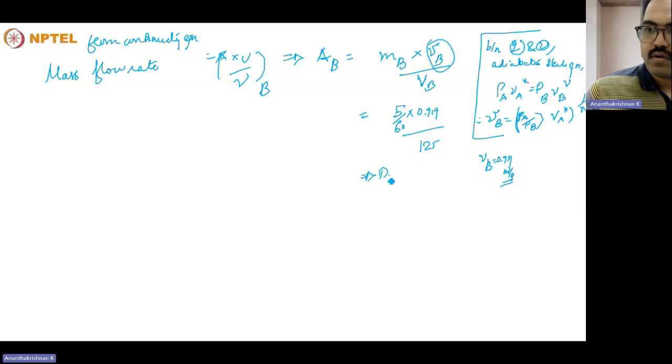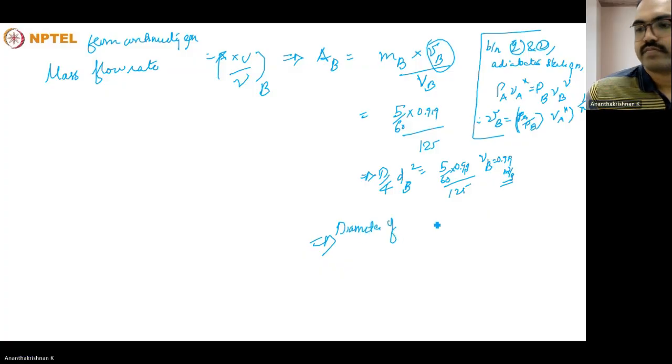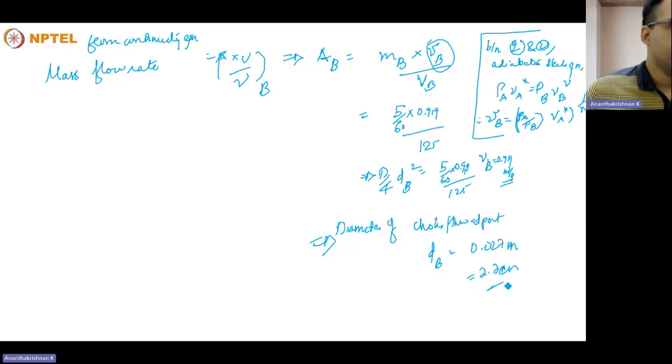Therefore, this will be equal to pi by 4 into the throat diameter, pi by 4 into dB squared, is equal to 5 by 60 into 0.919 divided by 125. Therefore, the diameter of the choke or the throat point, dB, will be equal to 0.027 meter, that is 2.7 centimeters.